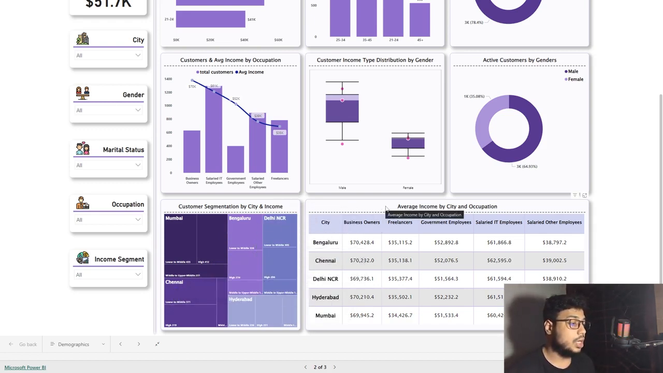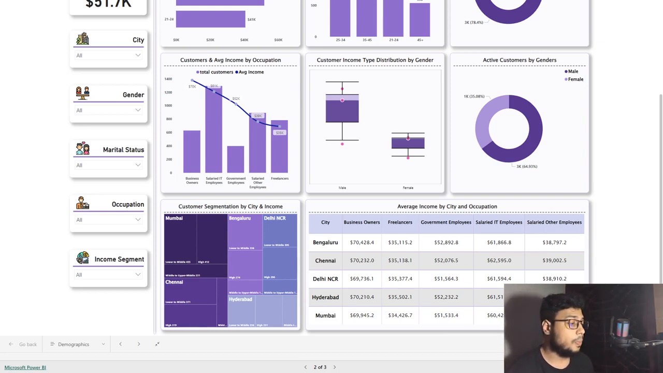And we also generated a table for each city and each occupation. We see that in Bengaluru, the business owners have around 70,000 US dollars of average income. Actually, business owners' income in all 5 cities is about the same, varying from 69,000 to 70,000. Same goes for the freelancers, government employees, salaried employees, other employees, and IT employees. So it's quite evenly distributed.